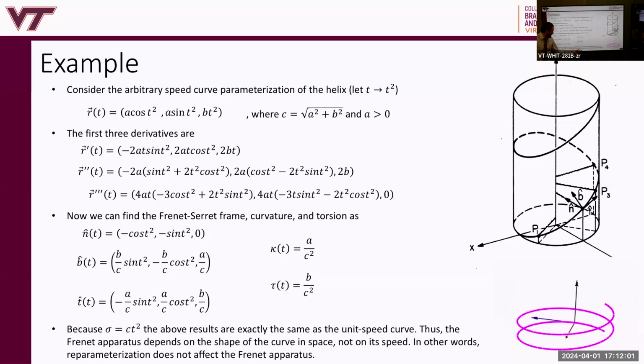What does that mean? That means that the Frenet apparatus depends on the shape of the curve in space and not on its speed. So the torsion and the curvature depend only on the shape of the curve, not on the speed of the parameterization. In other words, reparameterization does not affect the Frenet apparatus. And you get the same N, B, T, right? It shouldn't be dependent on the choice of parameterization. Okay.